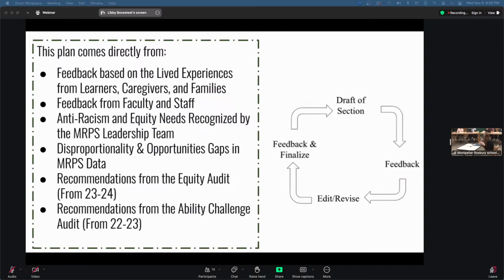So really thinking about how do we ensure that we're having cycles of feedback for this living document, knowing that it'll sort of be a perpetual draft that we are constantly revising based on our needs, and also really centering the voices of the most marginalized in our community in order to make sure that we're uplifting and making space for those voices, and those are directly informing this work.